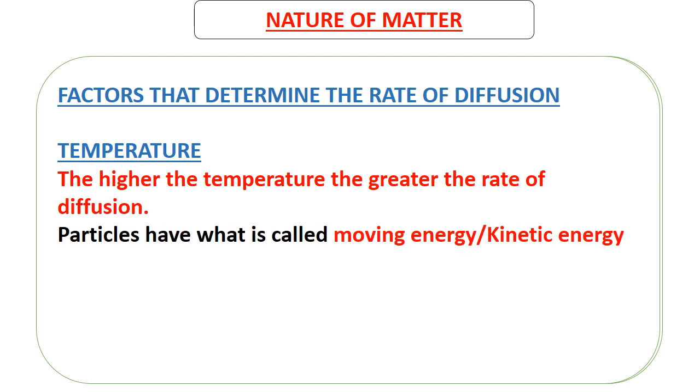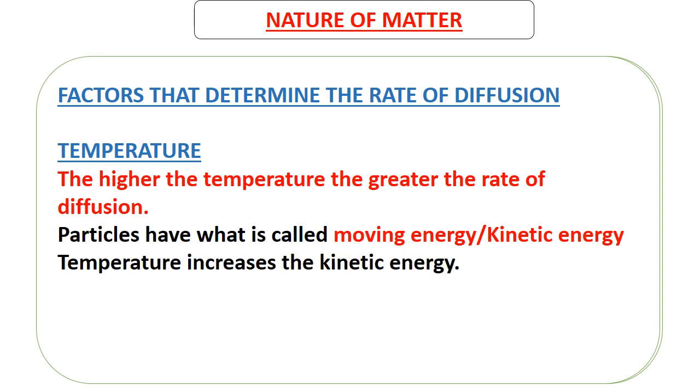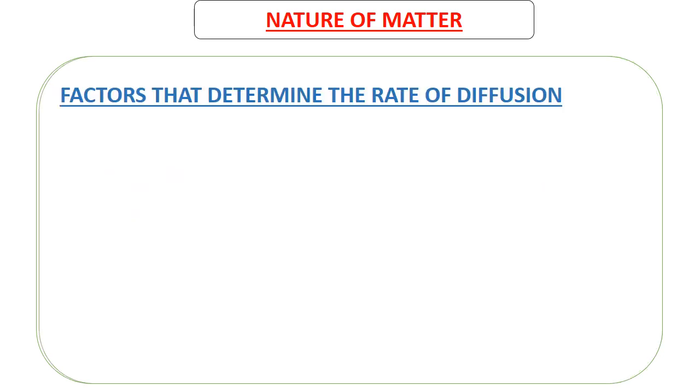How is that so? Particles have what is called moving energy, or kinetic energy. And temperature increases the kinetic energy. An increased kinetic energy means something moves faster. And that's why an increased temperature results in the greater rate of diffusion.